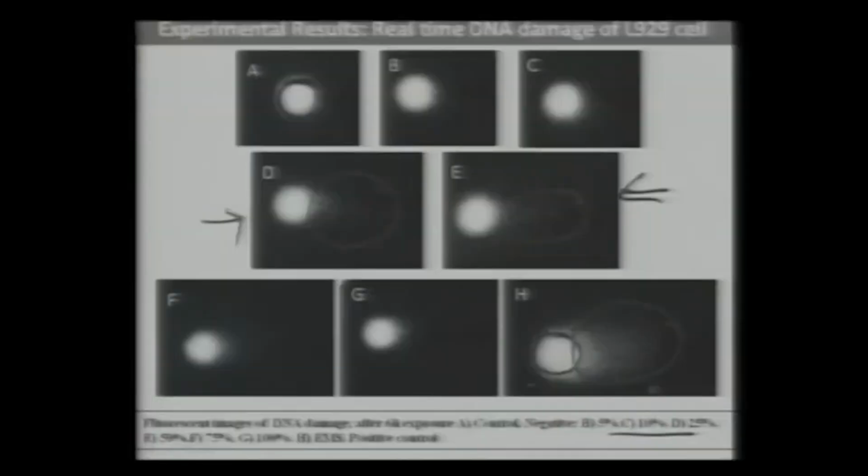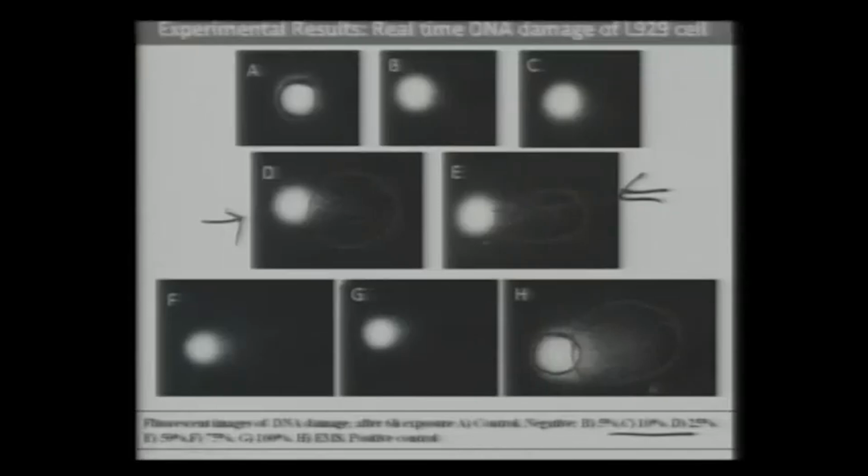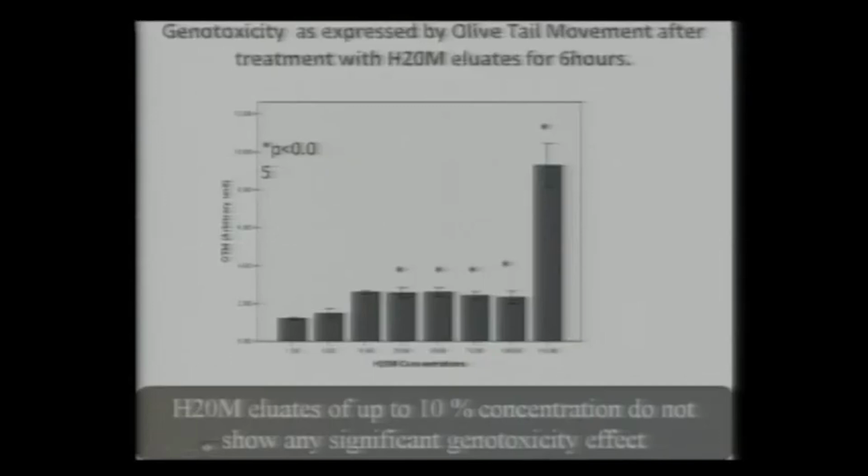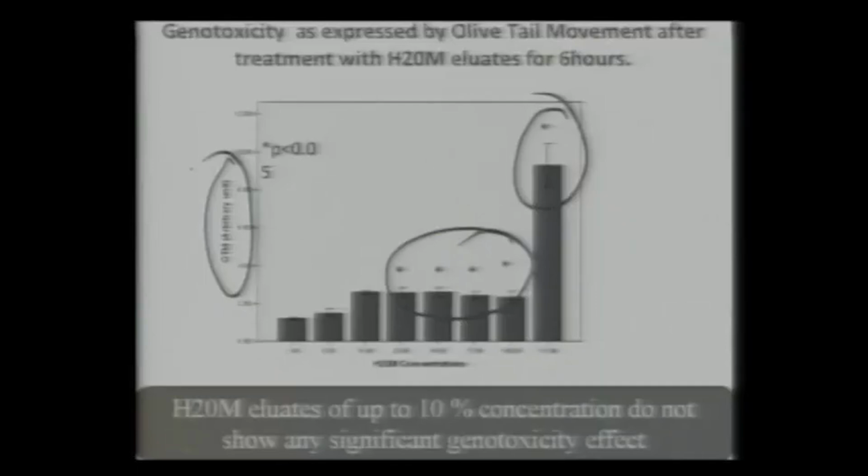Now if you take multiple images by fluorescent microscopy, you can measure the length of this tail, and this tail length was first proposed by a scientist called Olive, and accordingly this is known as olive tail moment. This is OTM. Now if you measure this OTM for different conditions and put it in a graph, you can see that if the concentration is more than 25%, there is a statistically significant genotoxic effect, and the positive control has a much greater genotoxic effect. So this is the olive tail moment for this particular biomaterial eluate.